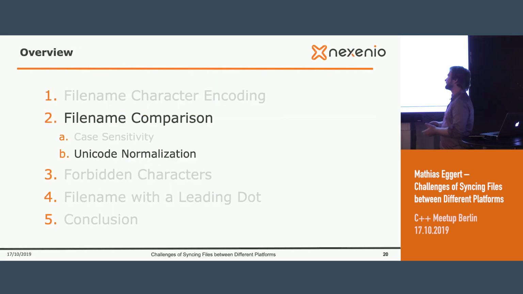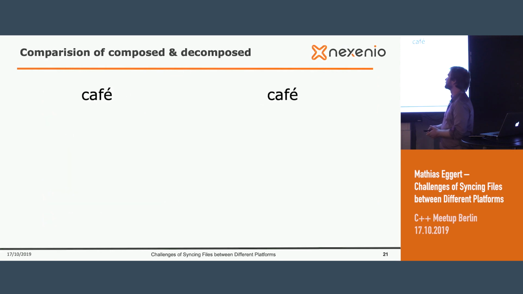So now we could deal with case sensitivity, but we need to talk about Unicode normalization as well in the case of file name comparison. And I will give you an example to show you why. We now have two strings, café, and they look the same. But I will tell you, your C++ program, if it compares these two strings, will say they are not equal.